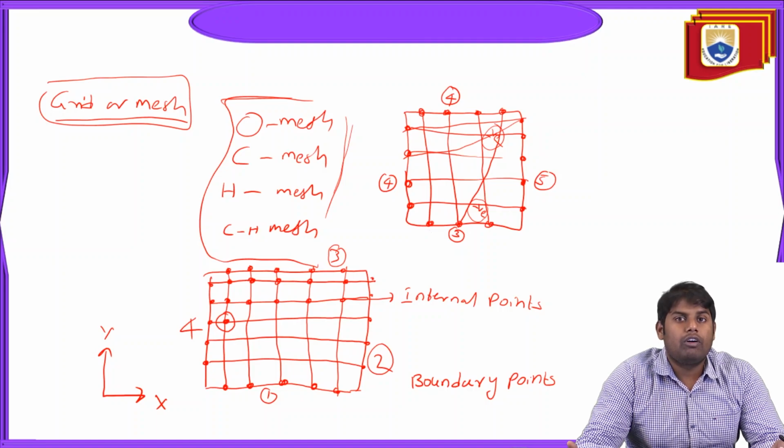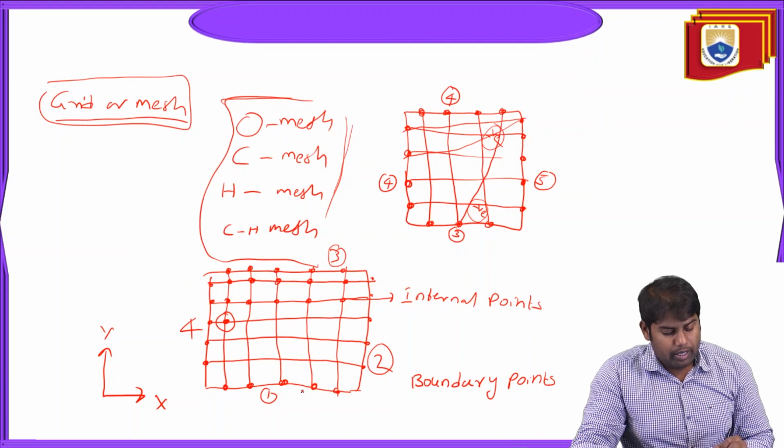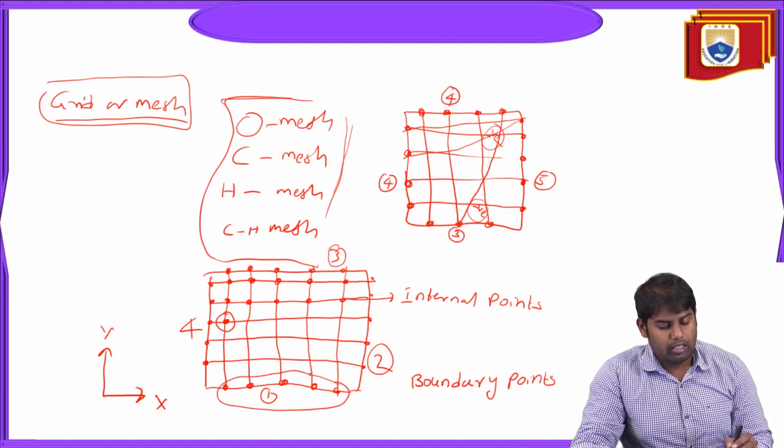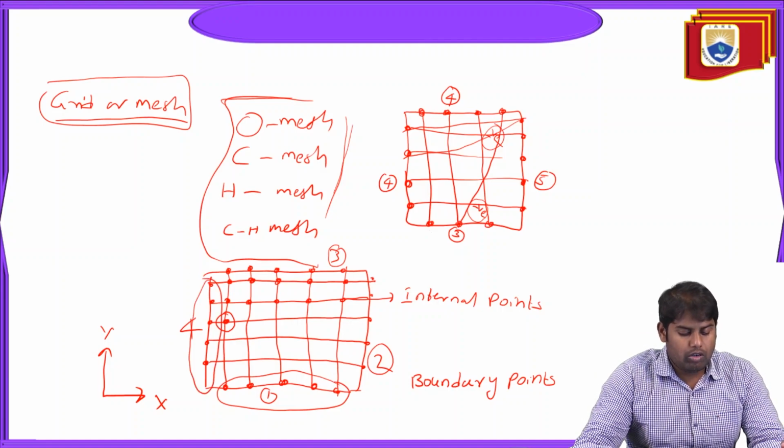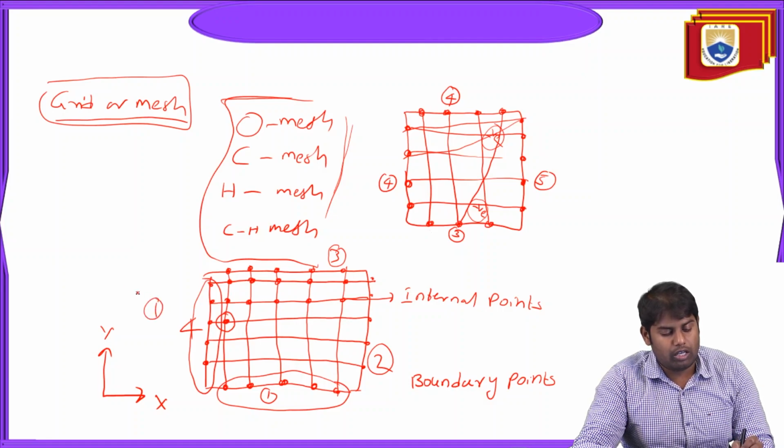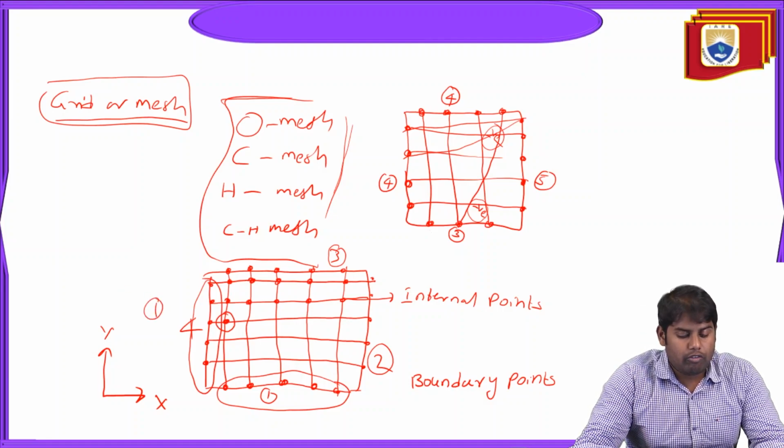That is the primary rule for generation of grid or mesh. And the other thing is, there is no need of giving the same grid points along the x direction and along the y direction. So I'm talking about boundary points along the x direction and boundary points along the y direction. In this figure 1, I have taken 5 and 5, but it's not mandatory that you take the same number of grid points along the x boundary and the y boundary.